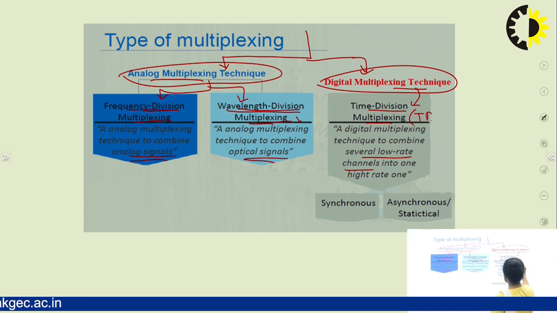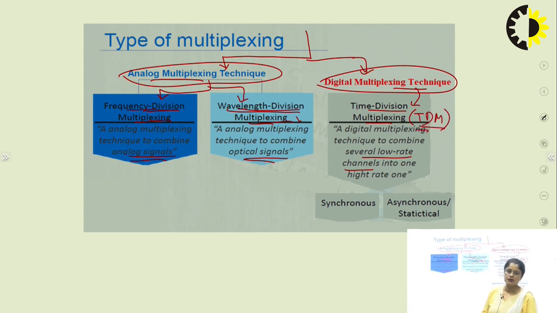And time division multiplexing is more of our focus, because our line of studies is more towards computer science and IT. So our focus is more on TDM, and this again comprises two types. We have synchronous TDM and the other one is asynchronous or statistical TDM. I'll be talking about this in detail in the subsequent slides.